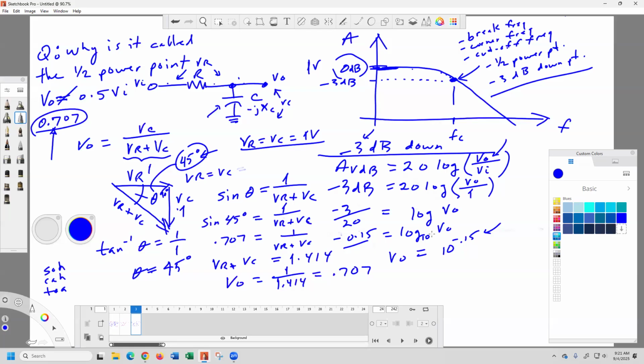On this TI-89, I don't know any easy way to put log. So you have to go alpha L, alpha O, alpha G, parenthesis. And wait a minute, I don't have to do that. I can just say 10 raised to the negative 0.15. So if you put that in your calculator, what do you get? 0.707. That's why the half power point isn't half of the input voltage.